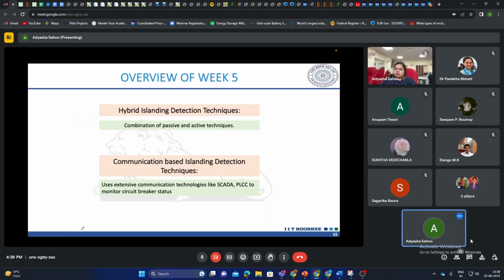Then obviously, these passive ones had certain disadvantages. Can anyone recall what were the disadvantages of these passive techniques?